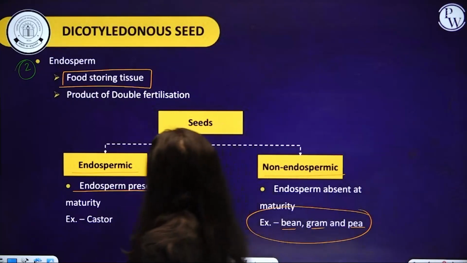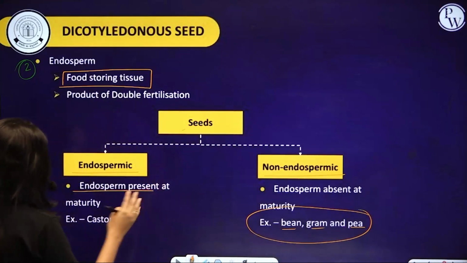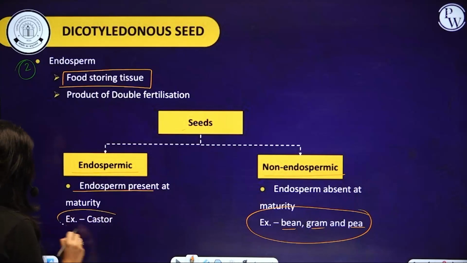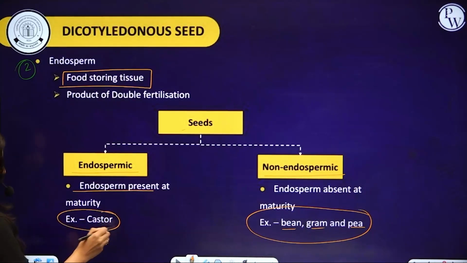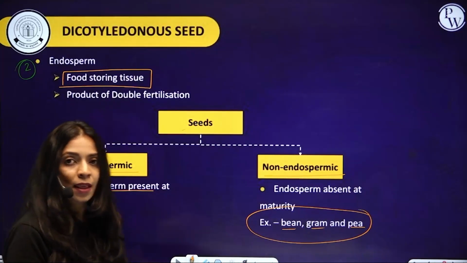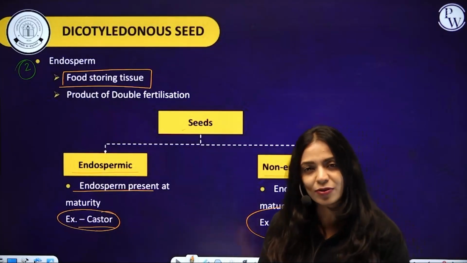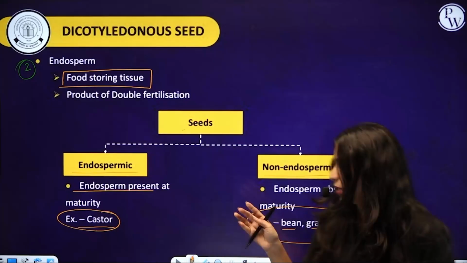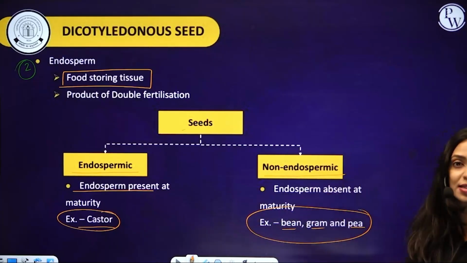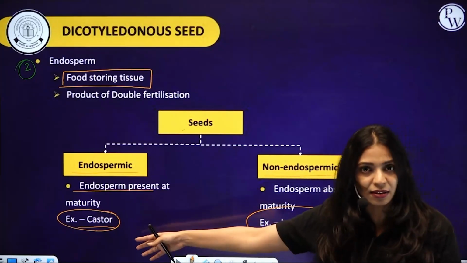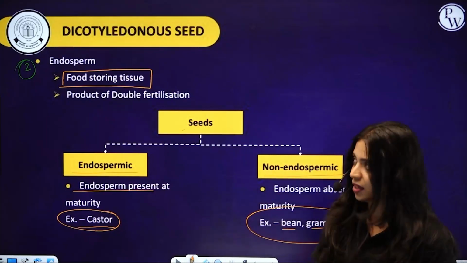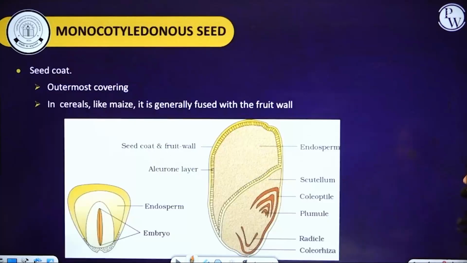Very few of the dicotyledons are endospermic, example castor. If you consider dicot seeds, majority of them are non-endospermic, very few of them are endospermic. Bean, pea, gram, all of these are non-endospermic. Castor is endospermic. Okay, so that's about dicotyledonous seeds.